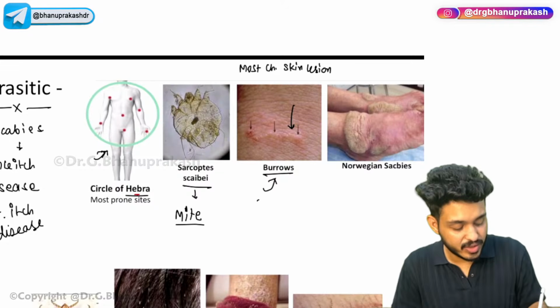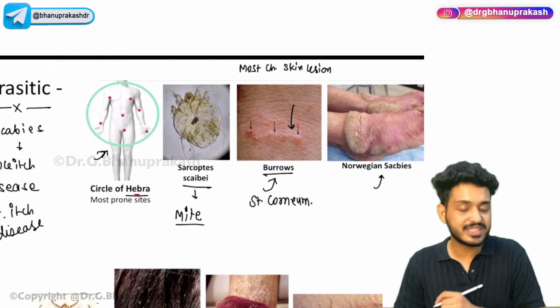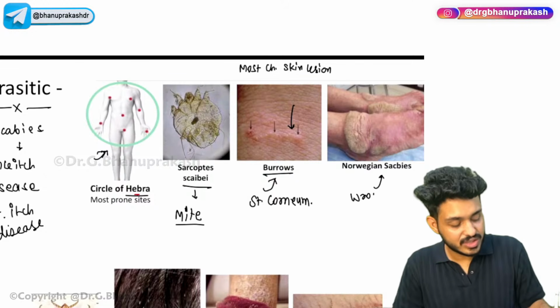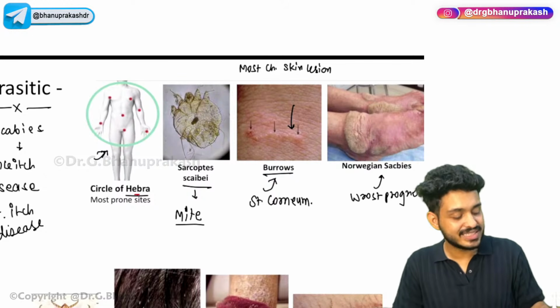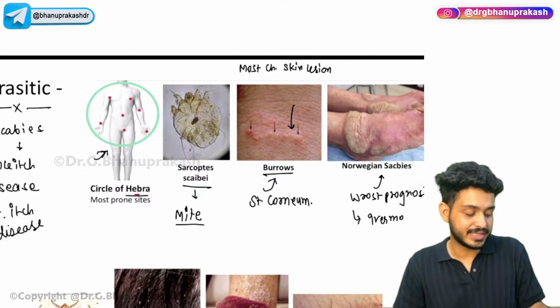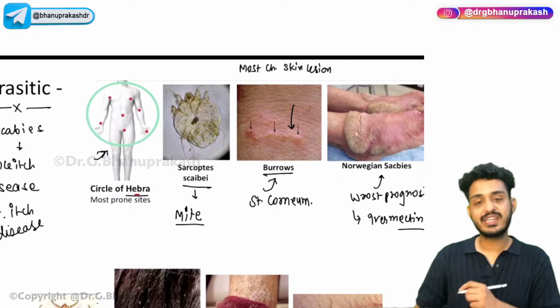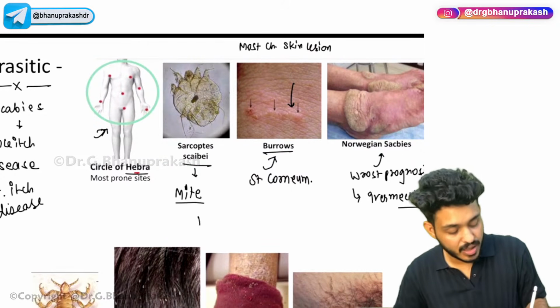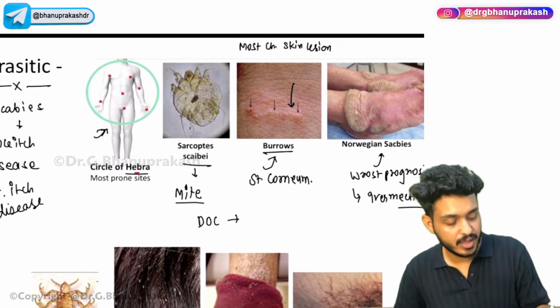Burrows will be present in your stratum corneum. Okay, this is a Norwegian scabies. Worst prognosis when you are using steroid. This is the Norwegian scabies that can happen, and the drug of choice for this one will be ivermectin, guys. Ivermectin. Norwegian scabies, we are using ivermectin, but the drug of choice for normal scabies will be very, very important.